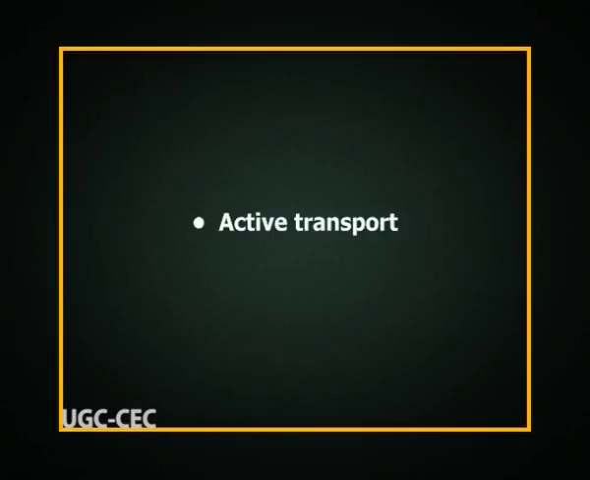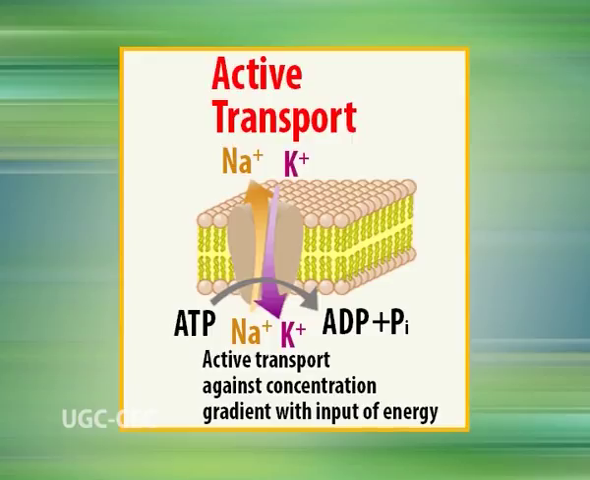Now, what's active transport? Active transport occurs against the concentration gradient and is mediated by carrier proteins. Metabolic energy is used to move ions or molecules against the concentration gradient. Active transport results in accumulation of solutes on one side of the membrane. Active transport is of two types: primary active transport and secondary active transport.